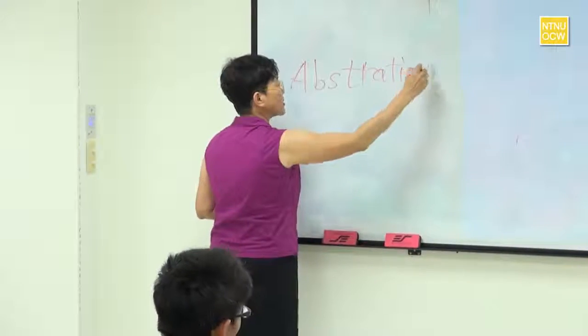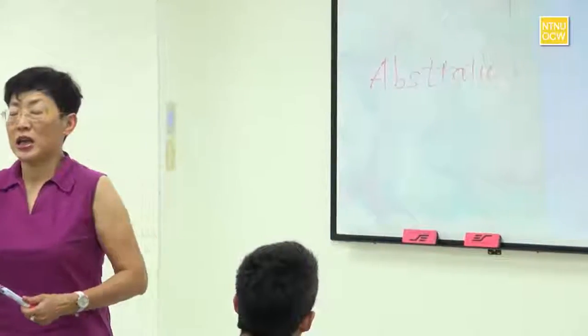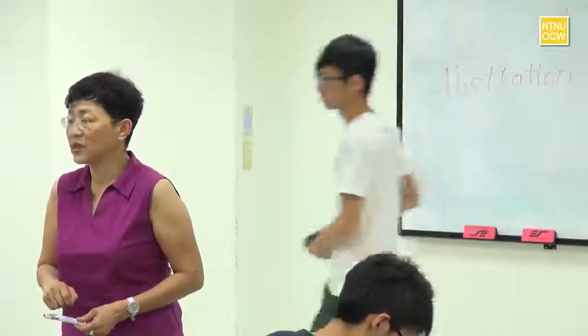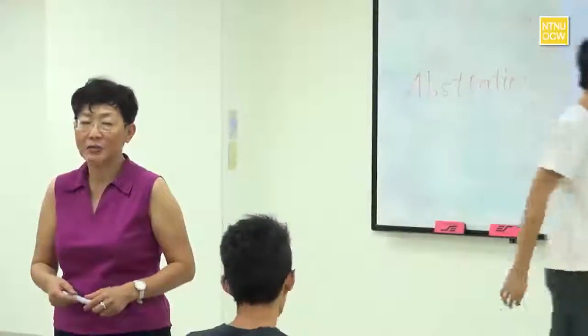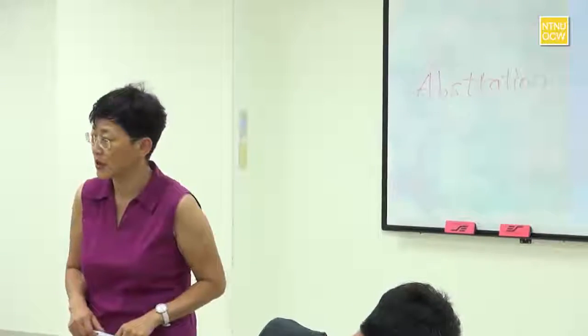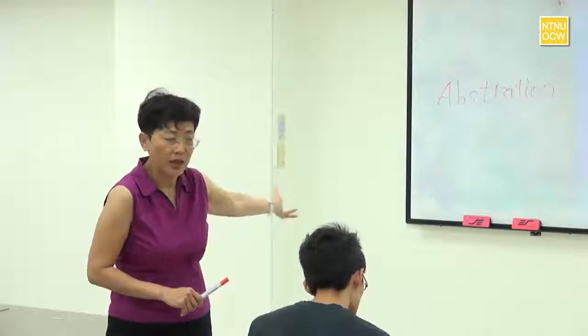I never understand why in the book, if you have noticed, it uses the adjective abstract. It doesn't use what we learned in English, the noun abstraction. I have no clue. Don't ask me. But anyway, basically it's talking about the same thing.